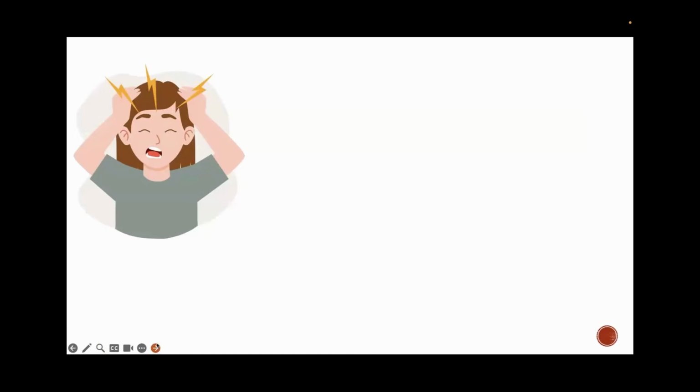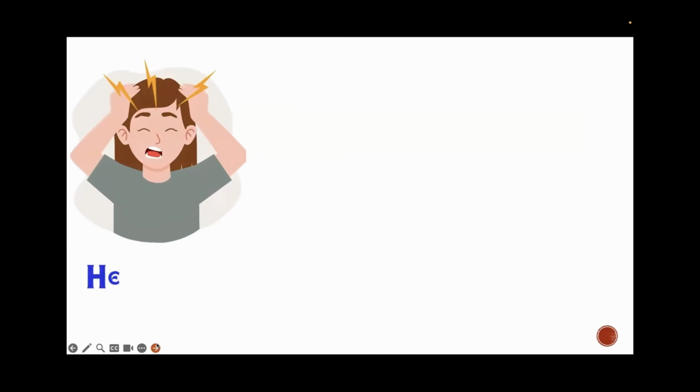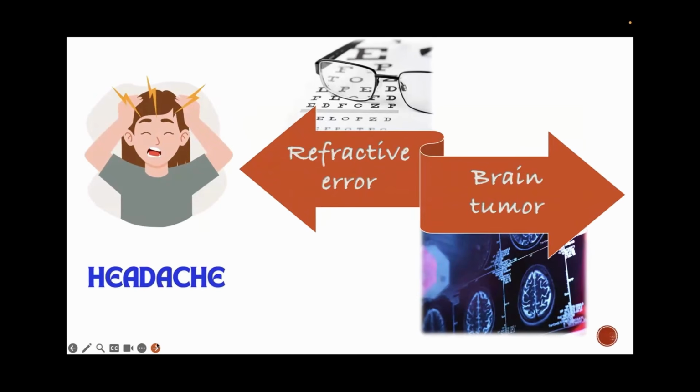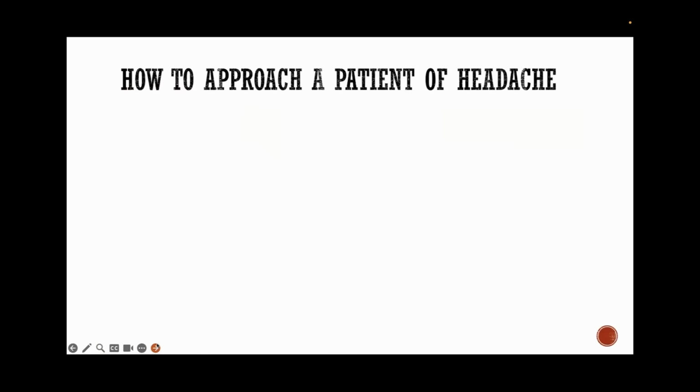The first patient who really boggles our mind when they walk into our OPD is a patient with headache. Because when you talk about headache, you can talk about something very basic as a refractive error and go all the way up to a brain tumor. How do you approach a patient who has walked in with a headache? So we'll go step by step on how to approach them.